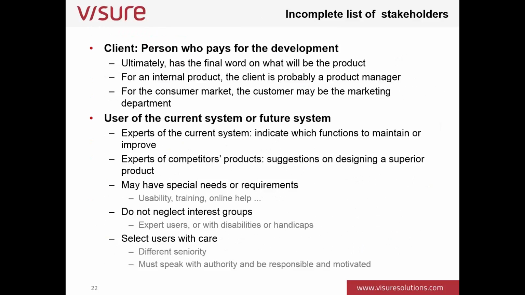Another stakeholder is going to be the user of the current system and of the future system that we are going to produce, and they are going to be a huge source of requirements. They are the experts on the current system. They can tell me exactly what is malfunctioning in the current one and what they want in the future one. They are experts in the competitors. They may have special needs about usability, training, maybe disabilities, whatever. So we have to take all of them into account.